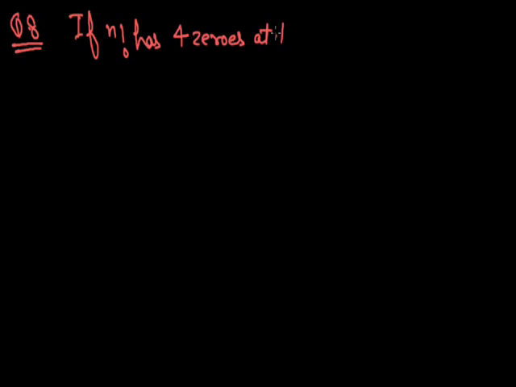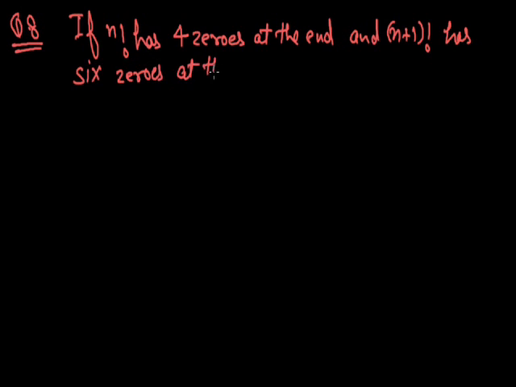Let us move to our next question, question number 8. That is, if n factorial has 4 zeros at the end and n plus 1 factorial has 6 zeros at the end, then find the value of n.